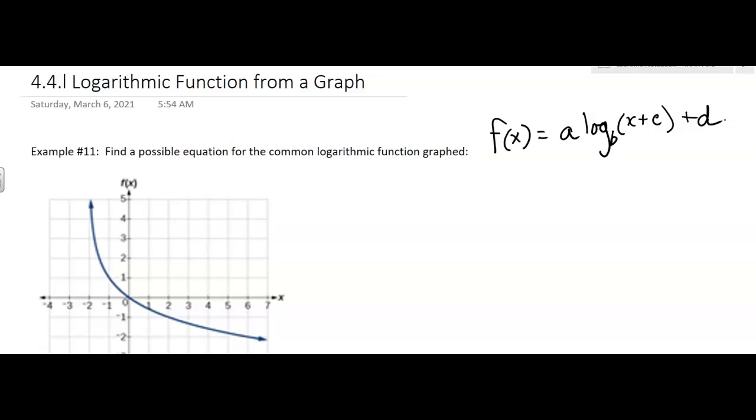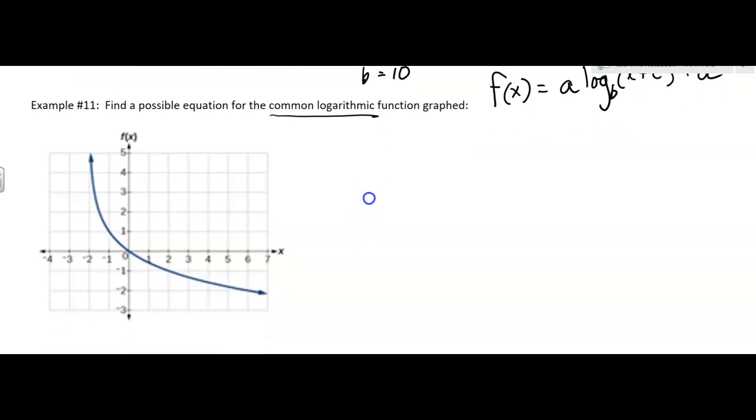Now, they tell us some things. It says find a possible equation for the common logarithm. When they say common, then they're telling us what they want b to be. So we know that it's going to be base 10. We know b is going to equal 10. Okay? All right. We also can see some things from the graph.